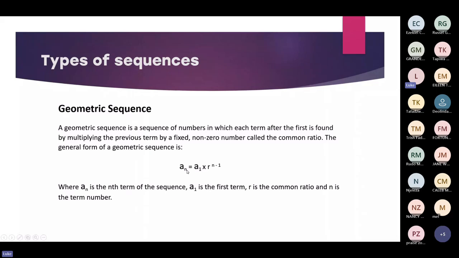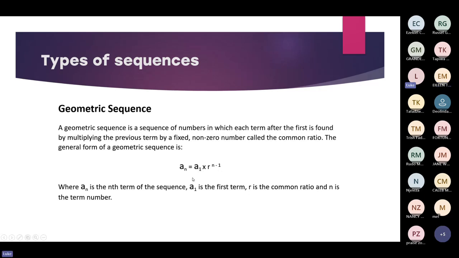Then if we go to 4, our n is going to be 4, so A4 is equal to 3, which is our A1, times our given ratio 2 to the power of n, which is now 4 minus 1, which is 3. So 2 to the power 3 is 2 times 2 times 2, which is 8. So we say 3 times 8, then we get 24.